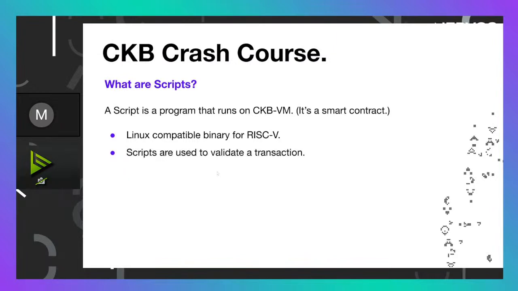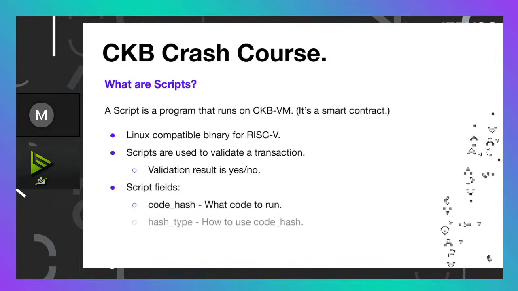Scripts are used to validate a transaction, as opposed to smart contracts, which are generation-based, like for example the account model. I'll go into that a little bit more in a moment. The validation result from a script is always a yes or no answer. It's either yes, the transaction was valid, or no, it was not valid. Here's an error code.